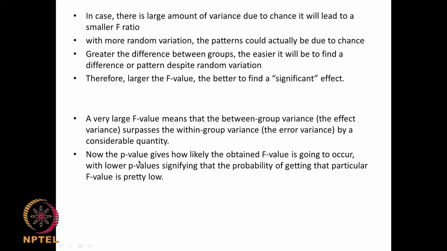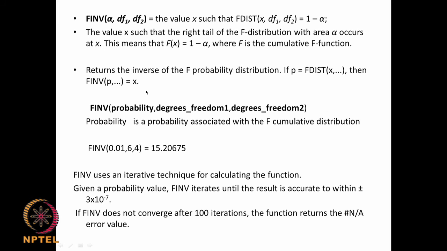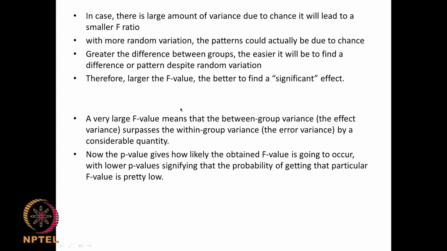Okay. The p value gives how likely the obtained F value is going to occur. We can use the FDIST function, which gives you the p value, where x is the ratio of the variances, with df1 numerator and df2 denominator degrees of freedom. So, if the p value is greater than 0.05, then we will say it is not significant. If the p value is very small, we will say it is greatly significant. So, we can use, as I said, the FDIST function in Excel to do this particular job for you.